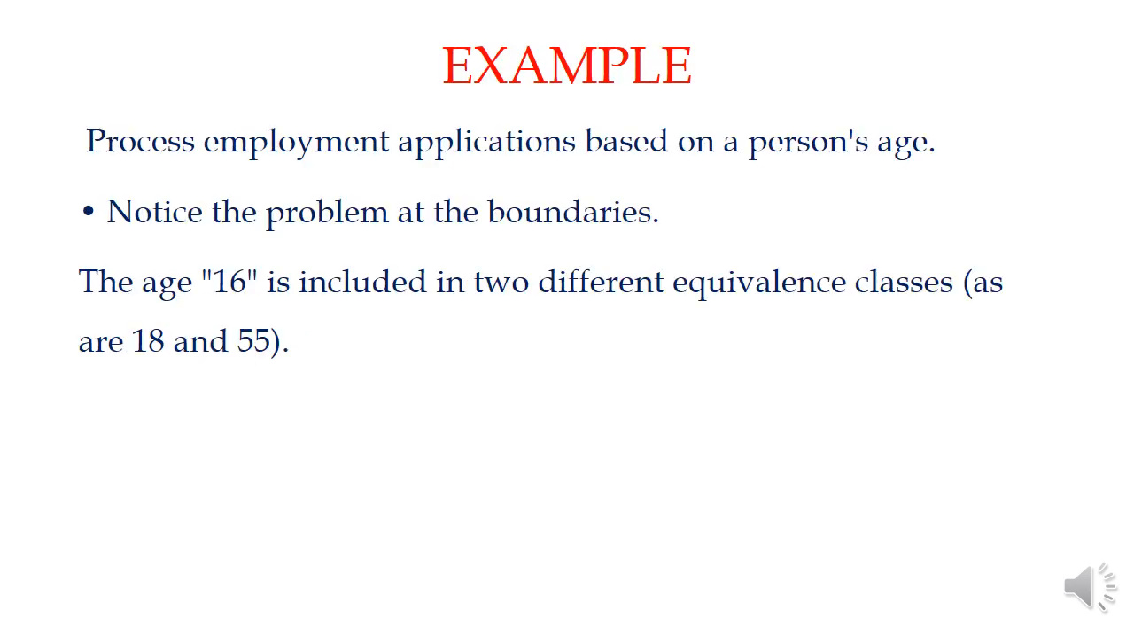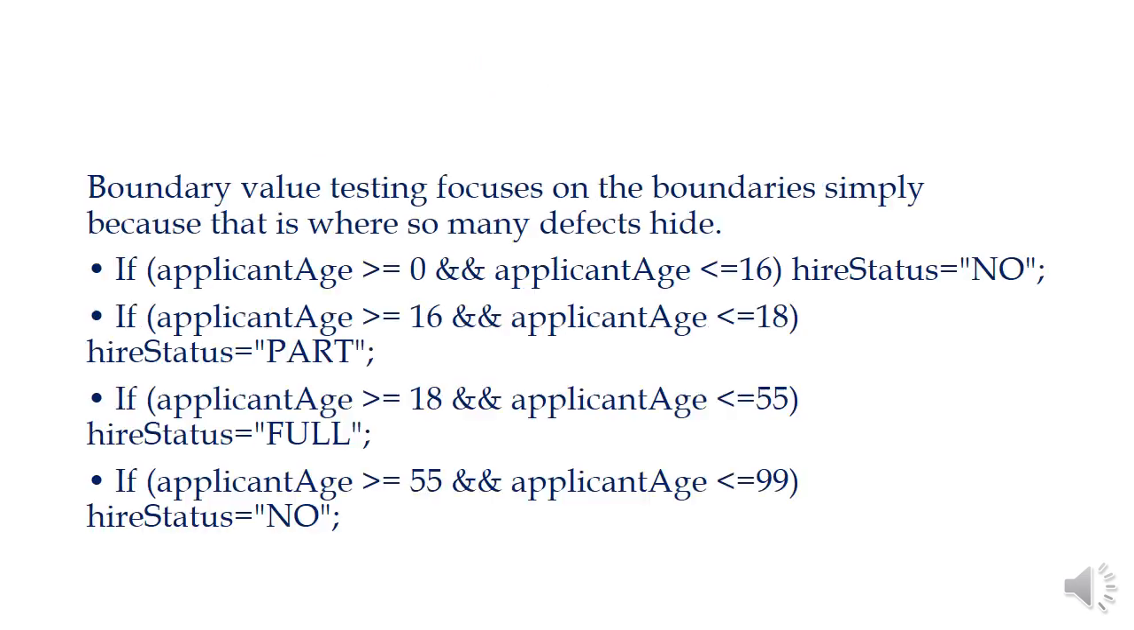So, for example, process an employment application based on a person's age. The problem will have boundaries, so the upper as well as the lower boundary. Age 18 and 55 are included in two different classes. Boundary value testing focuses on the boundaries simply because that is where so many defects hide. If applicant age is greater than or equal to 0 and applicant age is less than or equal to 16, hire status is no.